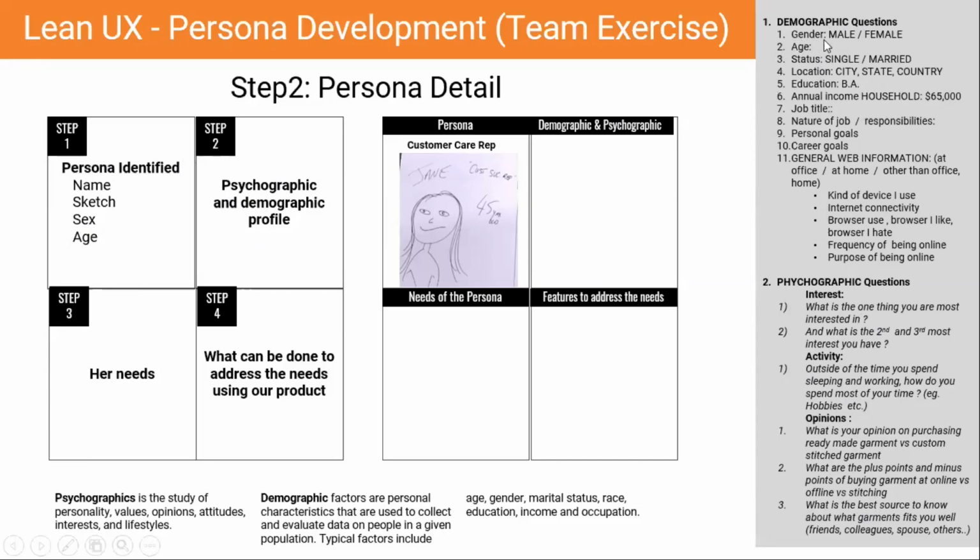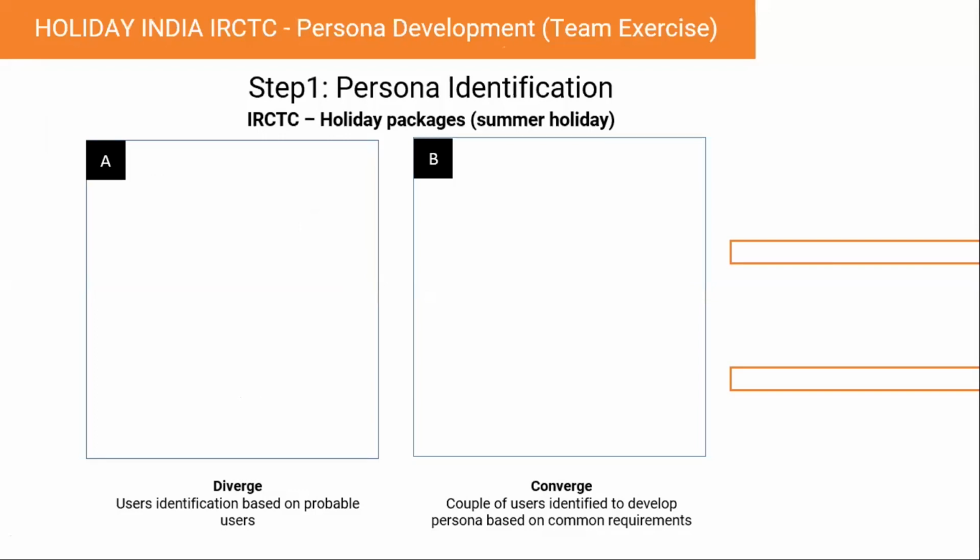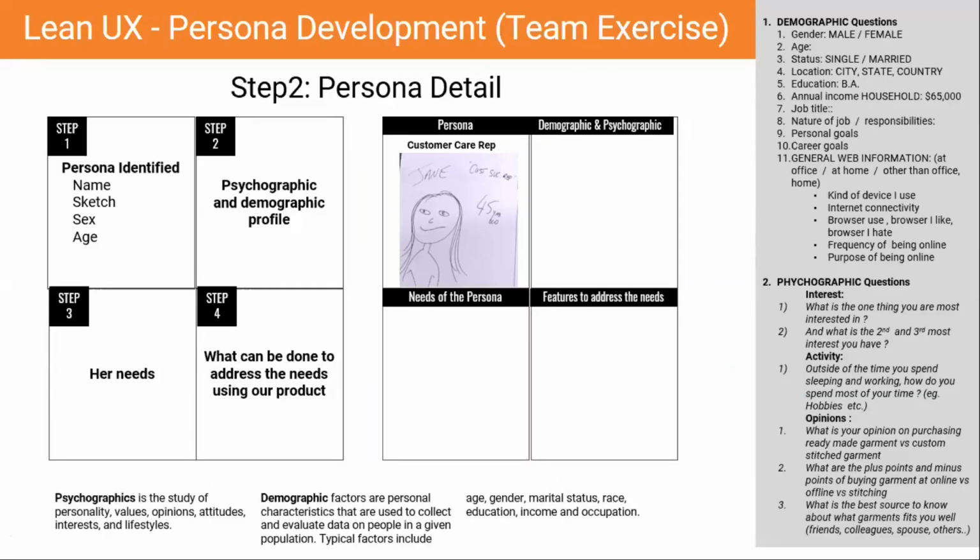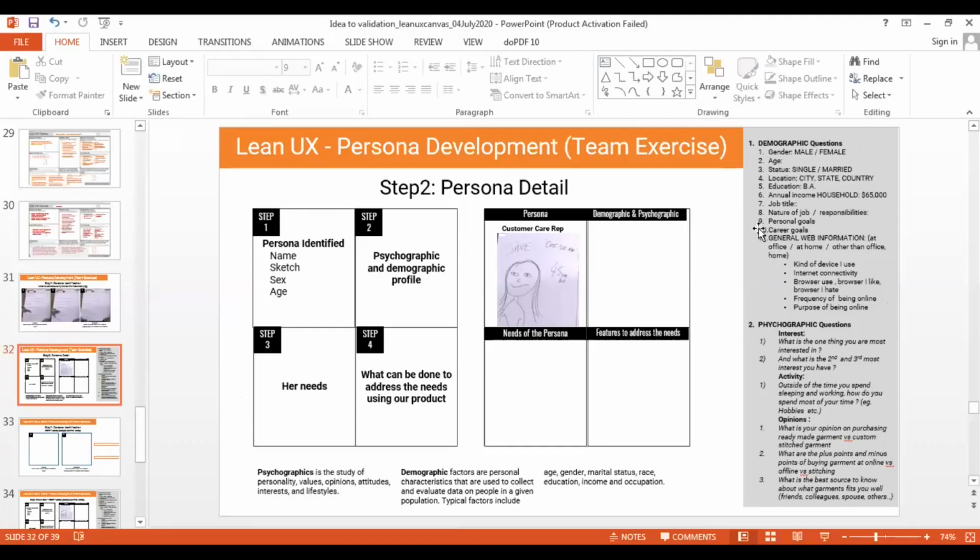So you would identify gender, age, status, where are they based out of, whether it's a city or urban village. You will have an idea about what background they are, what is the education qualification, what is the household income, job title, nature of job. This is what you'll capture. So now, if we are going to capture this, let's start detailing this out now.